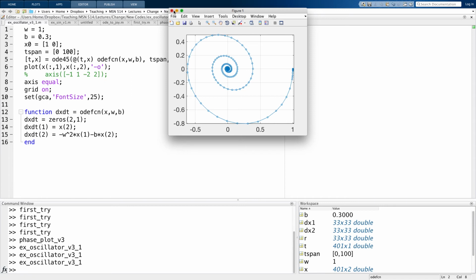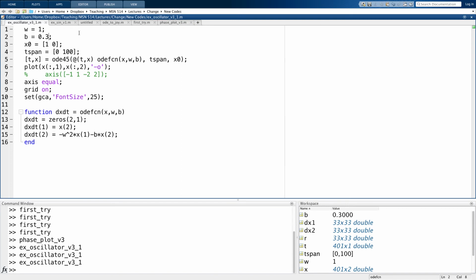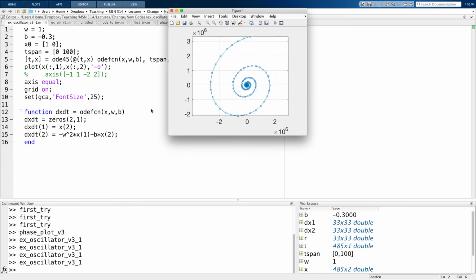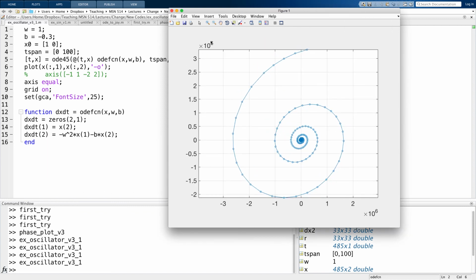And what do you expect if you have a negative damper or whatever? This is unphysical, but still, what do you expect? Yes, spiral out, right? Well, you don't see where it starts really, but you can see from this that it's 10 to the power of 6. So it really spirals out. We start from here, it spirals out.